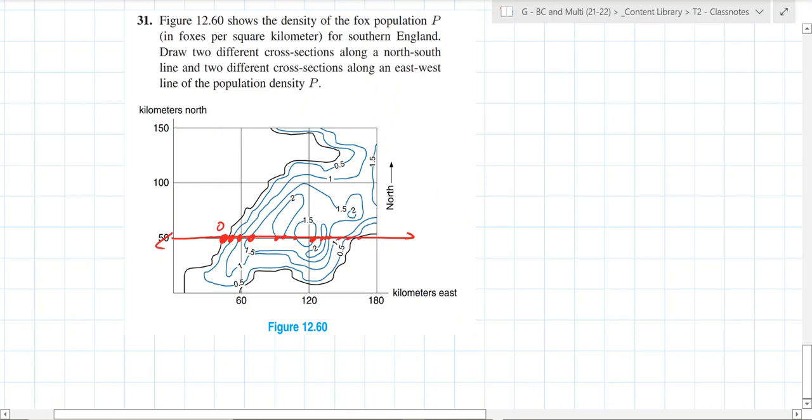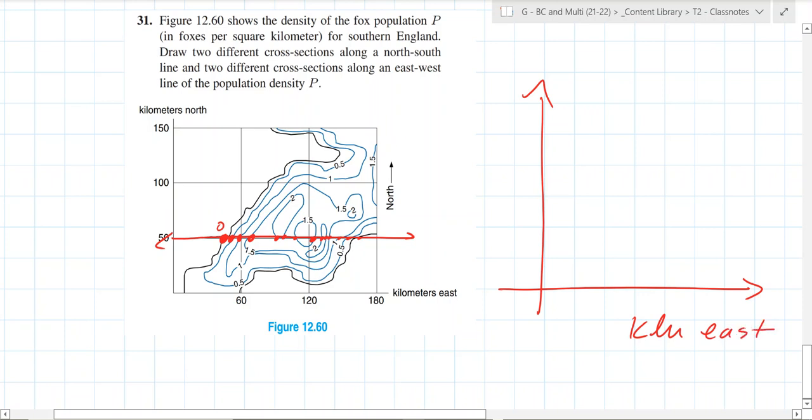All you're doing there is you're making a 2-dimensional graph of this cross-section. Imagine you had this. Take this right here and turn it into a 3-dimensional map in front of you, like it's bubbling, and then you cut it and look at it from the side. What would you see? You would see something that looks like this. This would be the kilometers east, and then this would be the population. Does everybody see what I mean there?